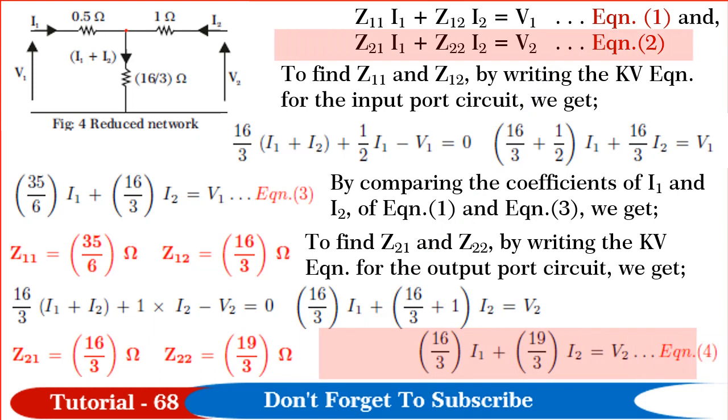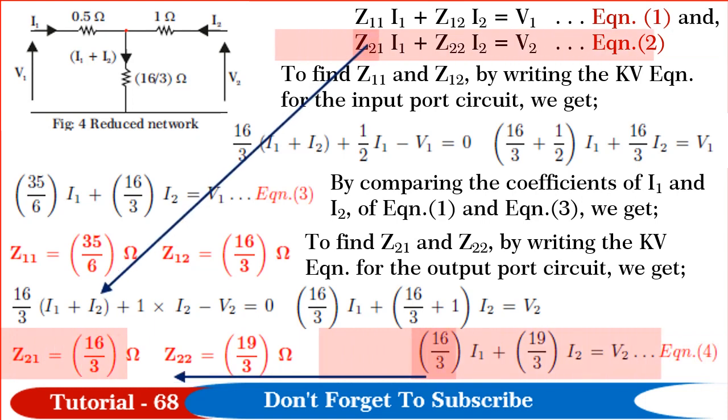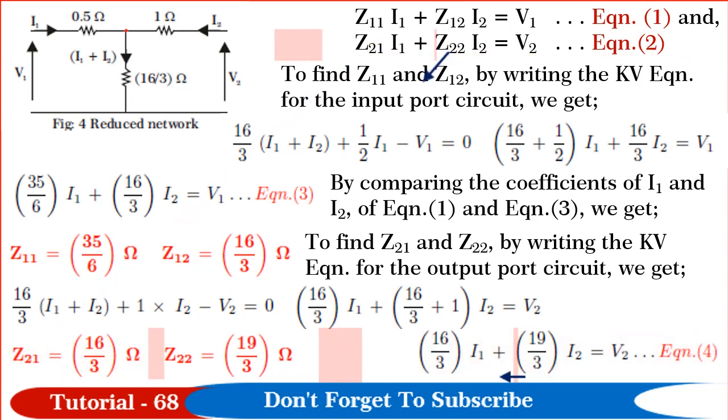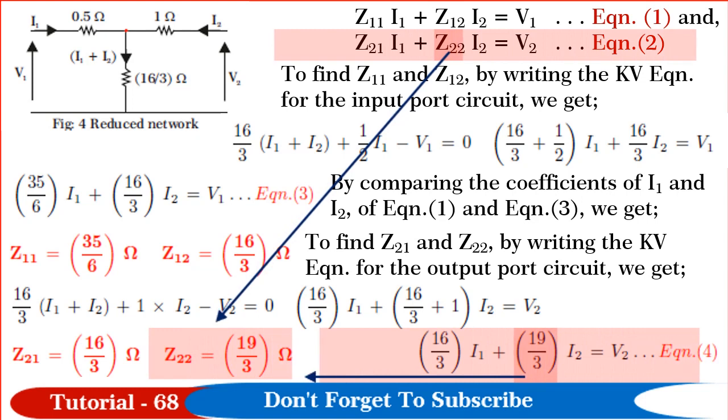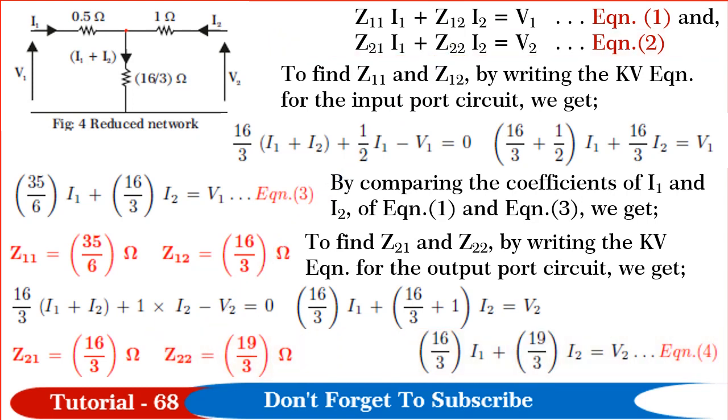So, by comparing the coefficients of I1 and I2, we get Z21 is equal to 16 divided by 3 ohm and Z22 is equal to 19 divided by 3 ohm. Hope it is clear to you.